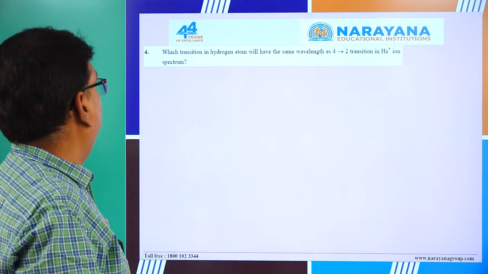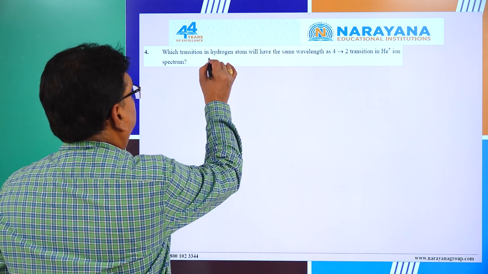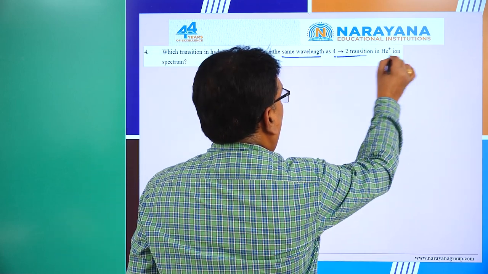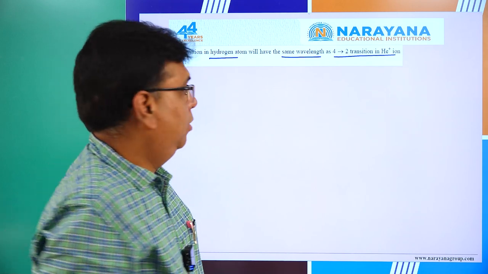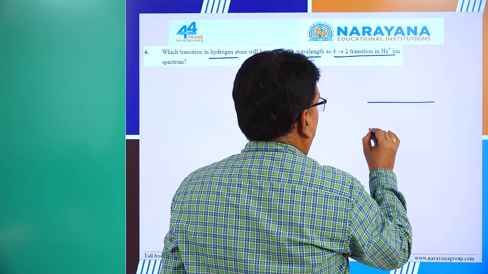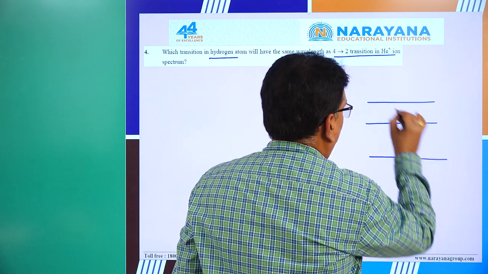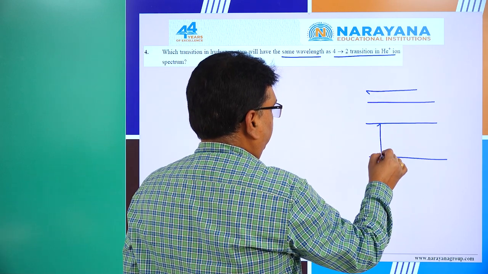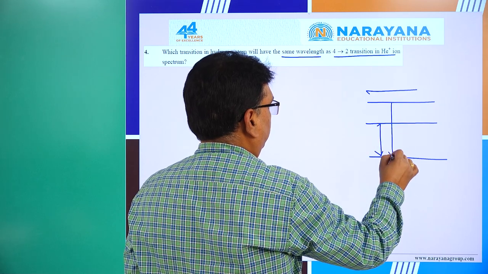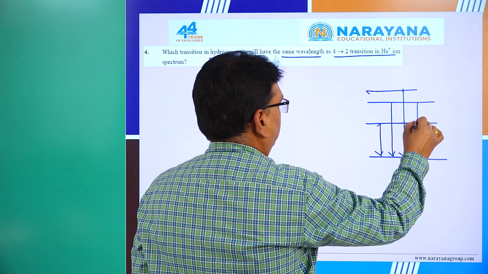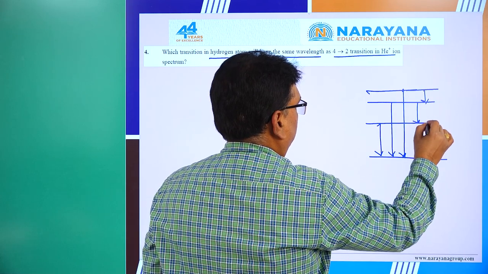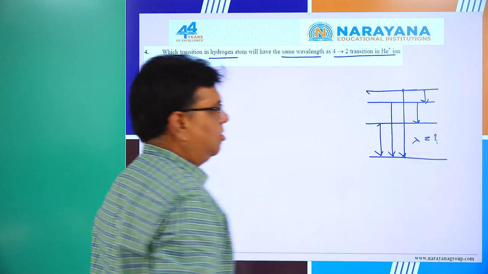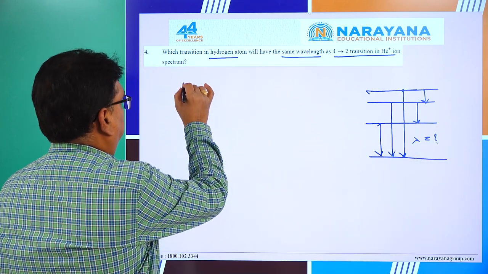Question number 4. Which transition in hydrogen atom has the same wavelength as the 4 to 2 transition in helium ion? This is a hydrogen spectrum based question. When different energy levels we have, these are the different transitions. What is the wavelength for each transition for the emission? The formula we use is Rydberg's equation.